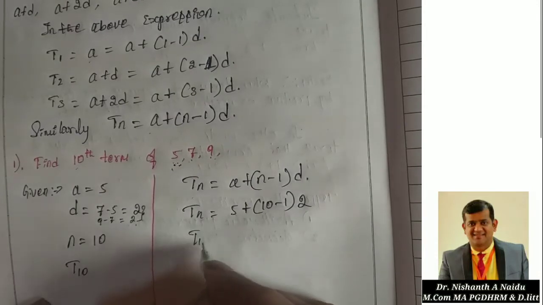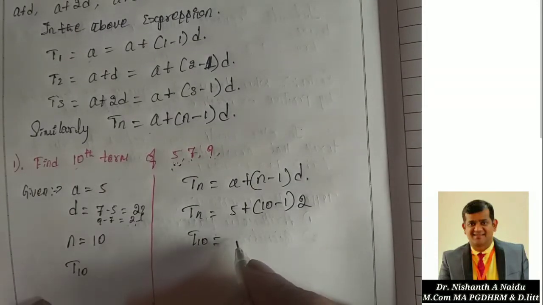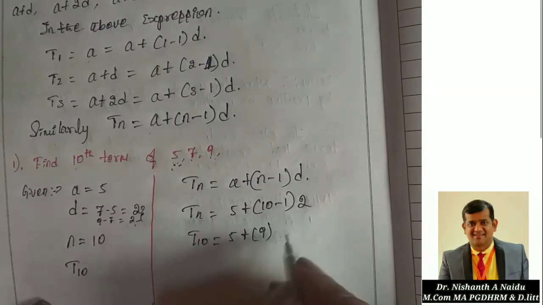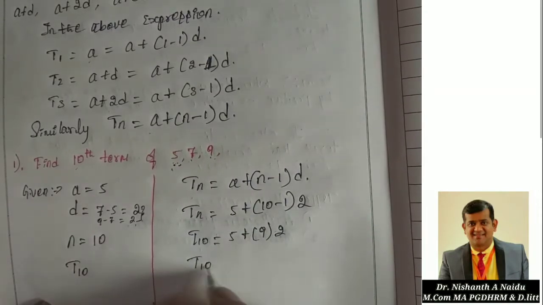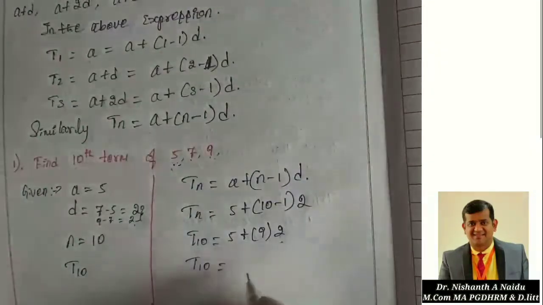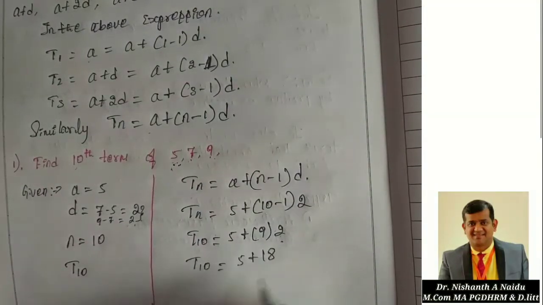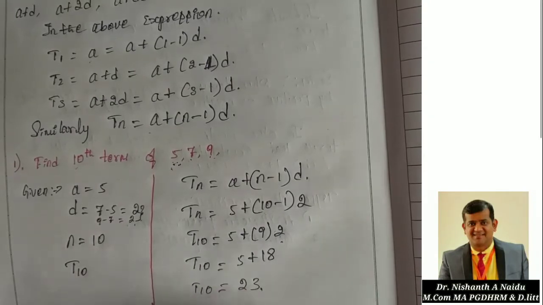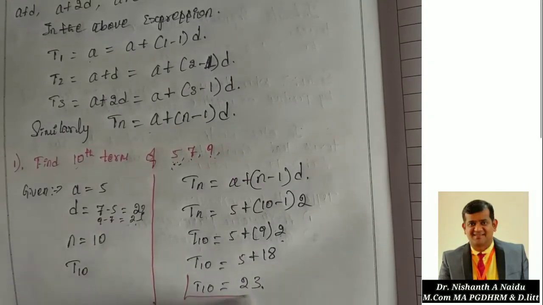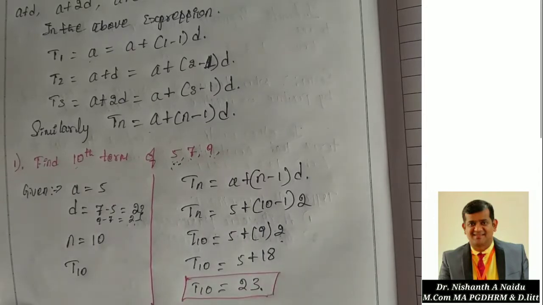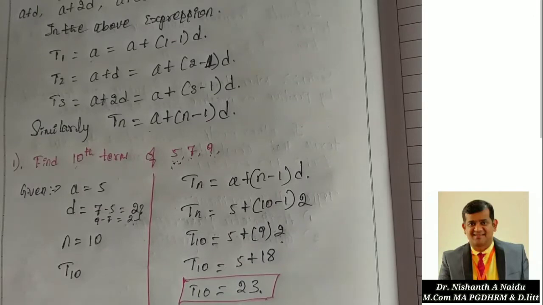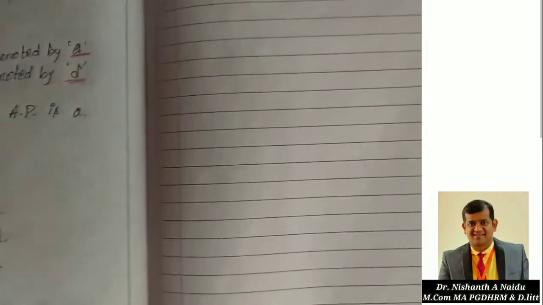Okay, so now t10 equals 5 plus 10 minus 1, which is 9, into 2. So t10 equals 9 times 2, which is 18. So that is 5 plus 18. So t10 equals 23. This is the answer for this particular problem. Understood? Easy, right? This is a very easy one, so you need not scratch your head. Let us go for the second problem.